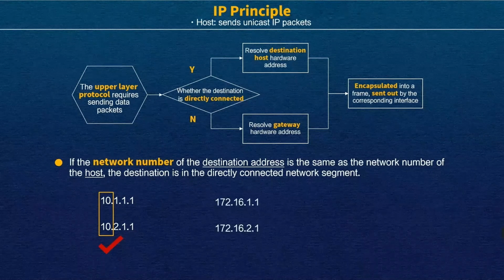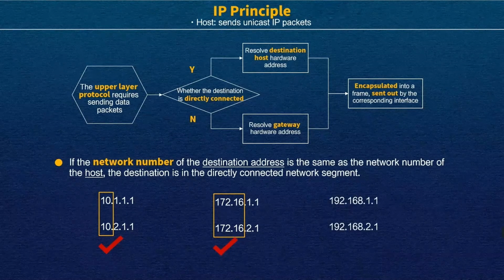Another example: if we use the two IP addresses 172.16.101.1 and 172.16.2.1, these belong to class B. For class B, the network part is the first 16 bits and the last 16 bits are the host ID. So compare the first 16 bits: they are the same. So both of them also belong to the same directly connected segment.